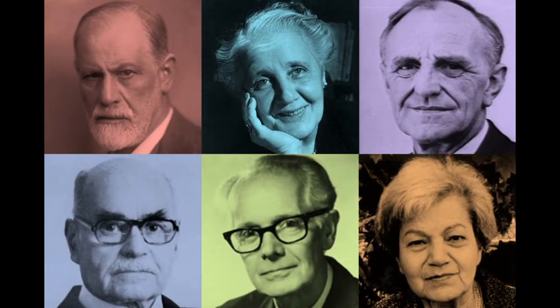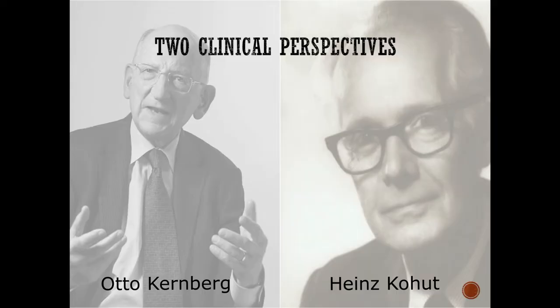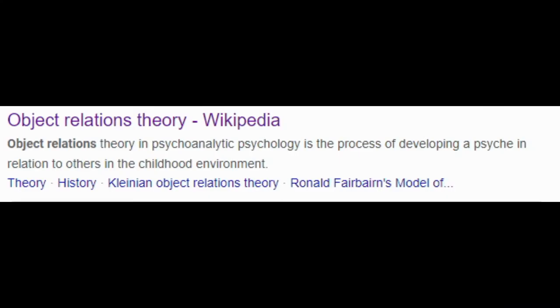In the latter half of the 20th century, new developments in theory and technique caused clinicians to begin viewing narcissism in a different light. Two prominent theorists focused on developing new ways to treat the disorder. The first, Otto Kernberg, worked from a perspective called object relations. Object relations focuses on how we unconsciously perceive and relate to other people.